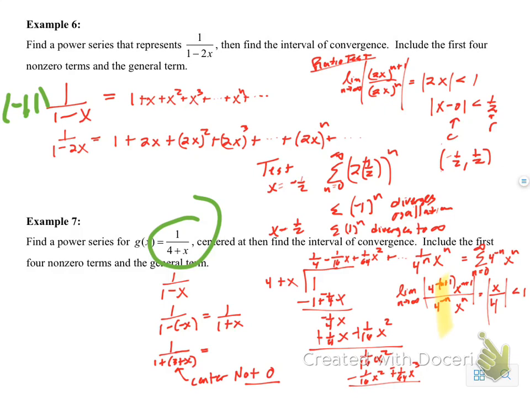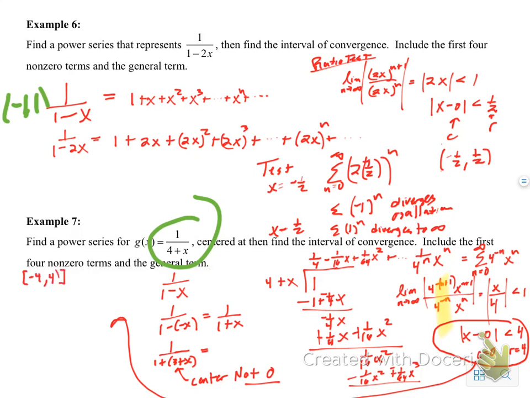That means you have a 1 degree higher of the 4s on the bottom, and x is 1 degree higher on top. When you cancel all those out, you get x over 4, with absolute values. If you're having trouble with this, just go ahead and use same bases: when you're dividing them, you subtract the exponents. Figure out where the 4 and the x go. Then we set it less than 1 because we want it to converge, and multiply both sides by 4 to get a radius of 4, center 0.